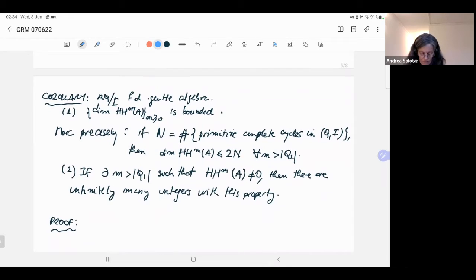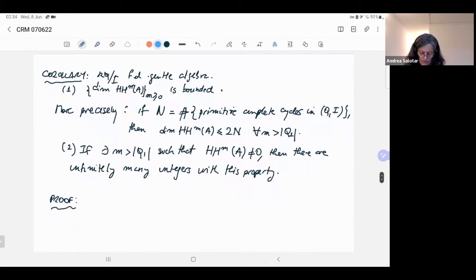And well, let me briefly give an idea of the proof of this corollary. So suppose that we have a finite dimensional algebra with a presentation given by monomial relations. Then if we consider the set of all the dimensions of the cohomology spaces, well, this set is bounded. And we can give a more precise bound, so we call capital N the number of primitive cycles, that is, not the power of another cycle, complete, meaning that all the compositions of two arrows is 0 in the algebra, well, cycles in the quiver.